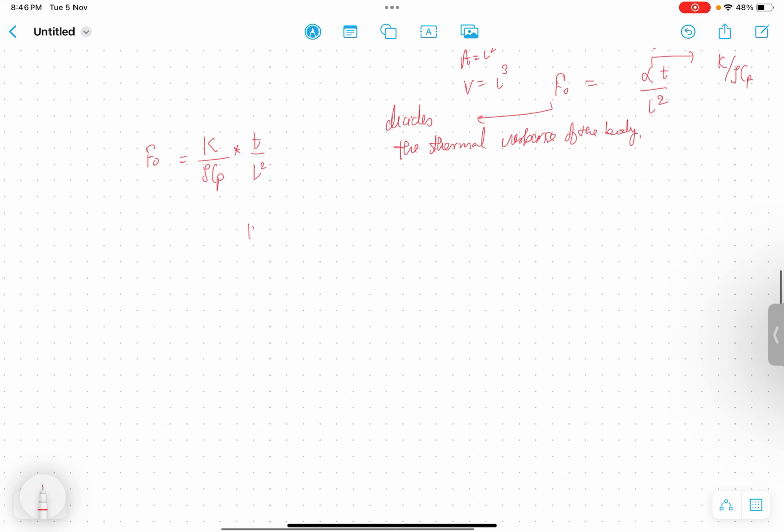So if k is higher, it means Fourier number will be higher. It means it will take less time for the body to change its temperature, right? If the temperature is changing with time, all right, and less time is required for the body to change its temperature, and the depth to which the heat can propagate inside the body will also be higher if thermal conductivity is higher for the given time. Okay, for the given time the heat can propagate inside the body to a longer depth.